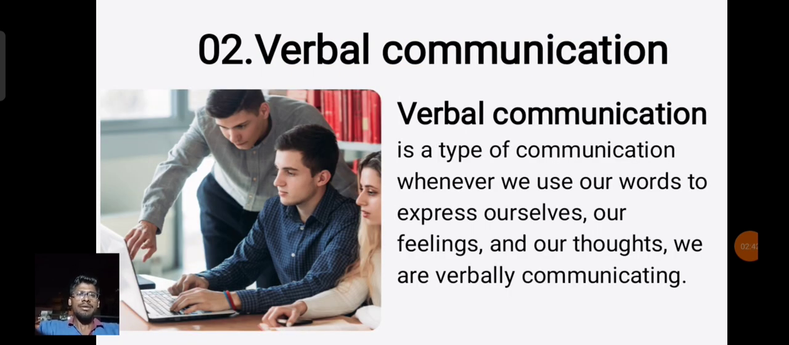Verbal communication. Verbal communication is a type of communication whenever we use our words to express ourselves, our feelings, and other thoughts. We are verbally communicating. We can express our thoughts and feelings with others in a formal way.